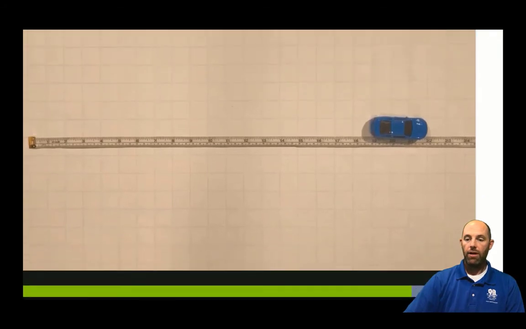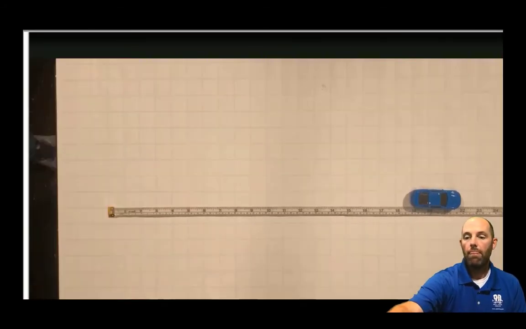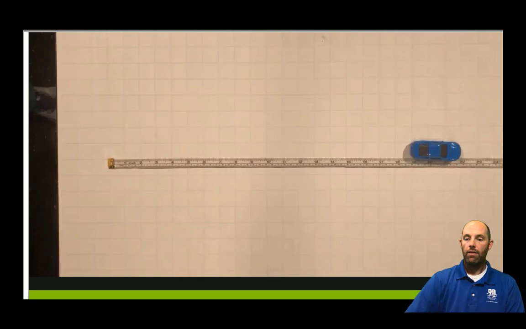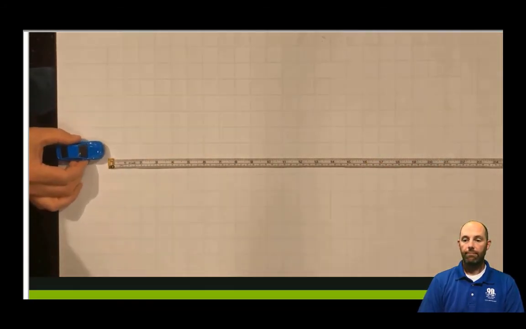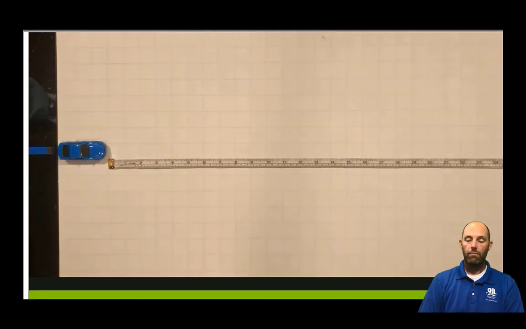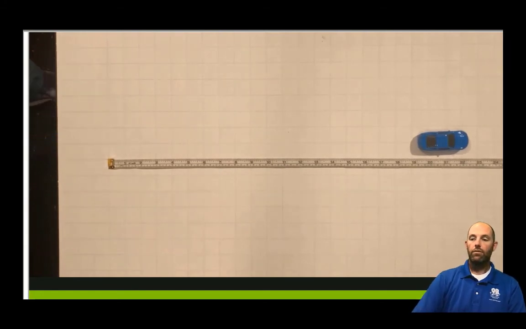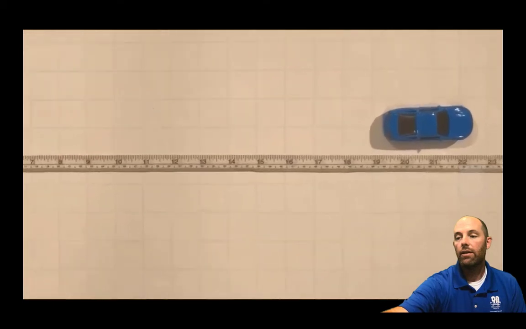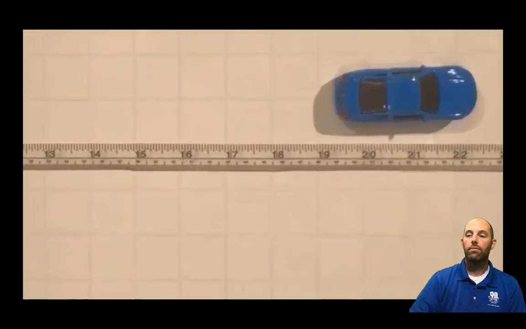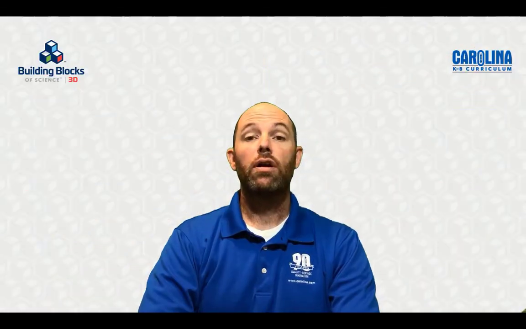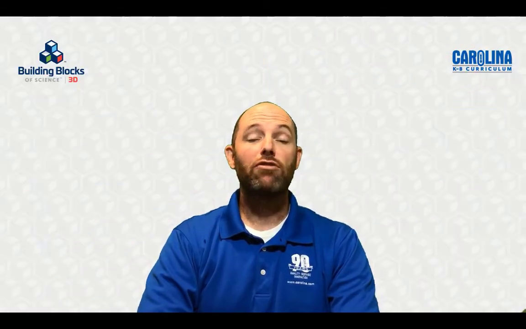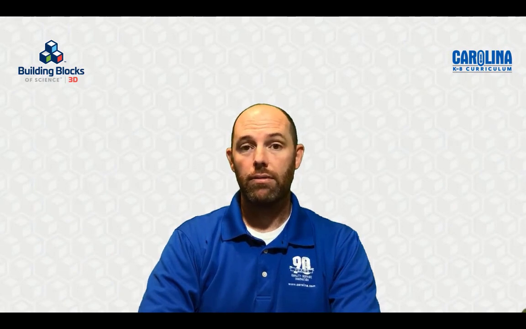Let's see what happens with trial 2. There's trial 2. Let's zoom in and see how far it rolled. Let's record our data for trial number 2 and have a classroom discussion about our observations.